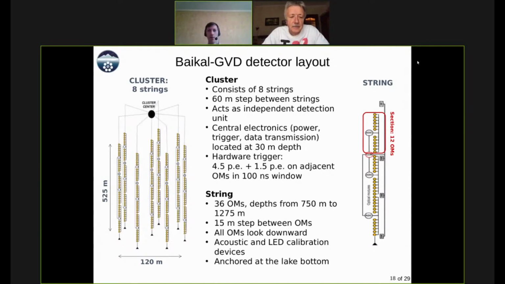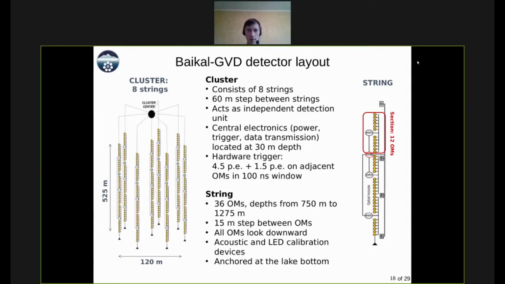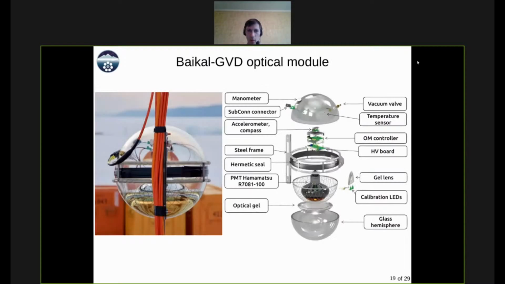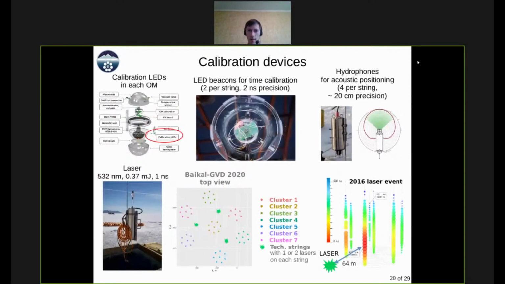Yeah, okay. So here is how Baikal-GVD looks. The cluster has 8 strings, and each string has 36 optical modules. The optical module includes a 10-inch Hamamatsu photomultiplier tube and some calibration equipment like an LED. Additionally, you have LED beacons located along the strings.